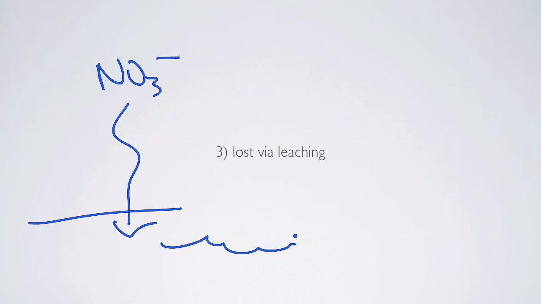Third, it can be lost via leaching. Nitrate is relatively mobile in soils because most soils will have a negative charge to them. So if nitrate's in a soil, it's readily lost from that system. And leaching is a big pathway by which nitrate in many systems is lost. When it's lost via leaching, that's where it enters the water. And ammonium, because of its positive charge, is a lot less mobile in soils. And so we see a lot less ammonium being leached into waters compared to nitrate. So leaching losses are a lot more prominent for nitrate than they are ammonium.